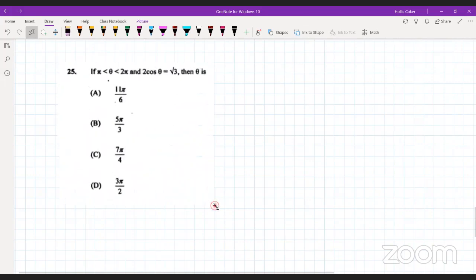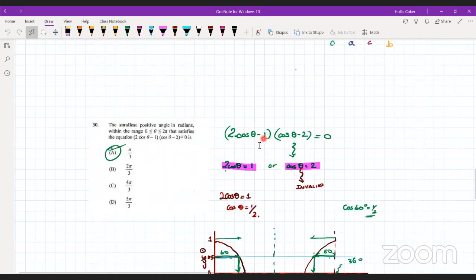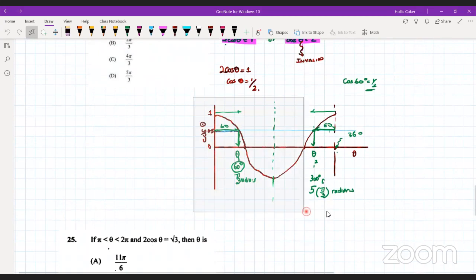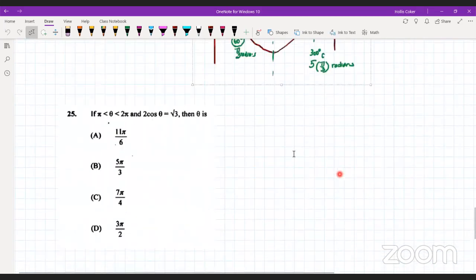Yes, that's the question. Okay, so again, this time we have angles between pi and 2 pi. It tells us that 2 cos theta is equal to root 3, and I want to figure out what theta is. So again, it's the cosine graph. Let me borrow that graph from up here, and place it back there because it's really easy.